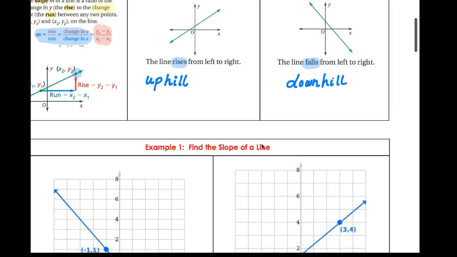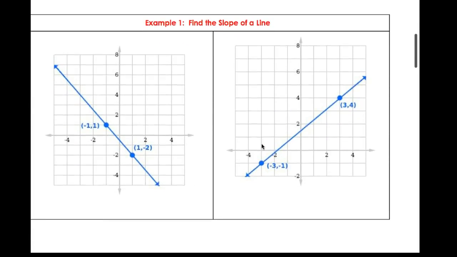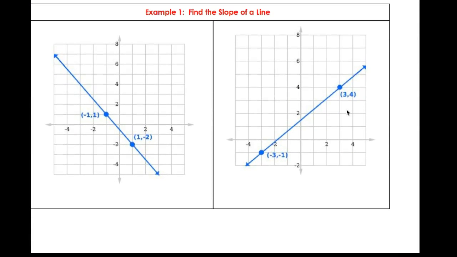So let's look at the slope of a line. So here are 2 lines here, and you can see that the one on the left is going to fall. It's going downhill. So our slope m should be negative. Okay, so make a note of that. It's got to be a negative slope, so my answer better be negative.